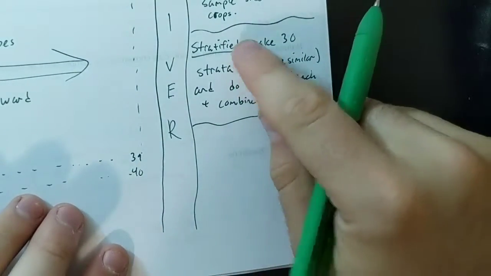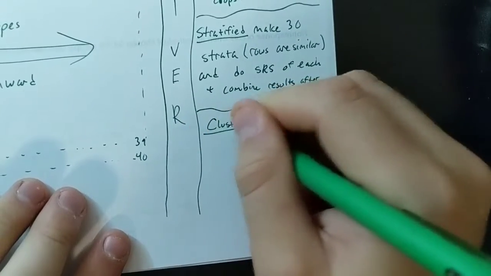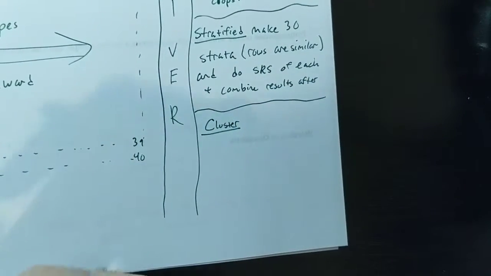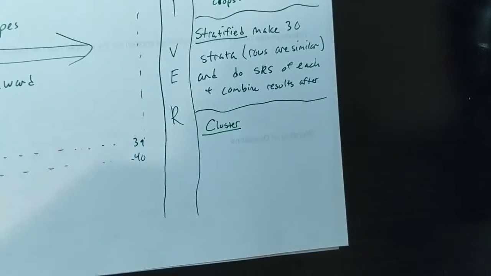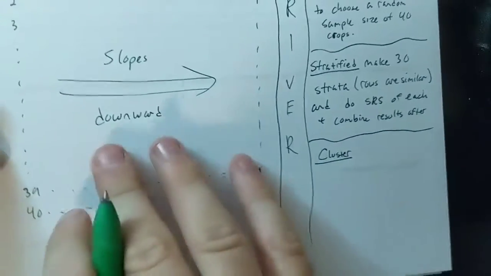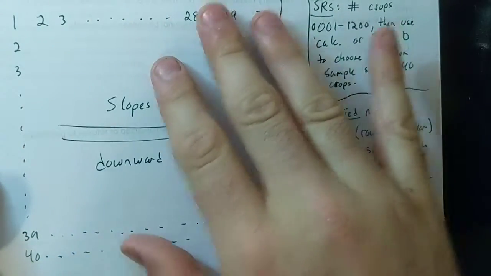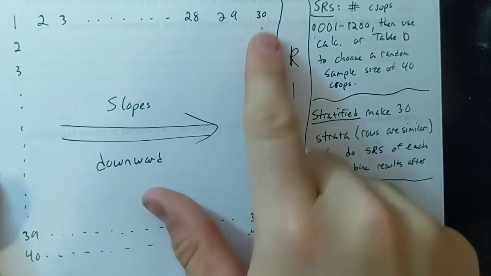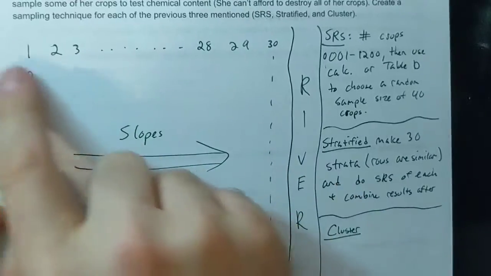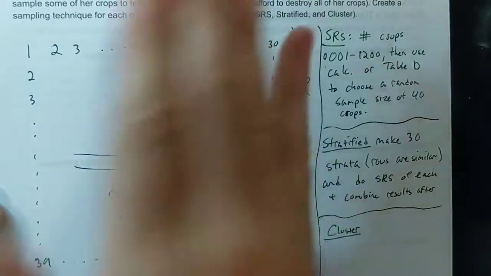Now, let's contrast stratify with our next one, our cluster sample. So now for our clusters, we need to find groups of crops that represent the entire population. Well, in order to do that, we need to understand what our population looks like. We have a rectangular crop piece of land right next to a river. It slopes downwards. So the entire rectangular crop slopes downwards like this.